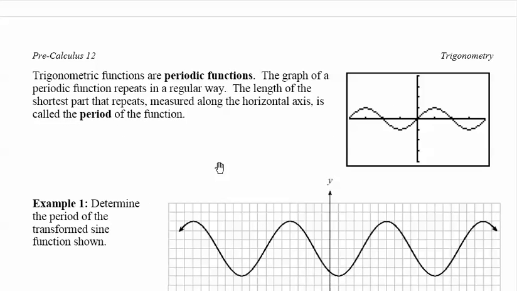Cosine and sine are periodic functions, so that means that they repeat themselves every so often. And the length of the shortest part that repeats is called the period. The period can be the distance from a maximum to a maximum, which is the same as the distance from a minimum to a minimum. That's the easiest way to find the period.